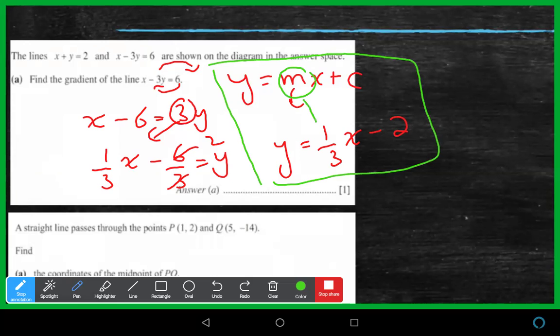So you can see when I compare this equation, the slope will be 1 upon 3. So the correct answer is 1 upon 3. This question will give you 1 mark. This is the 1 mark question.